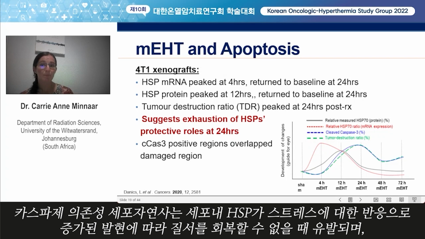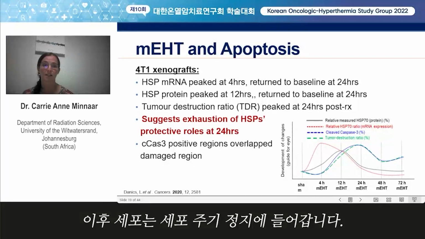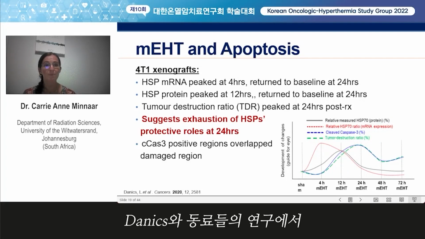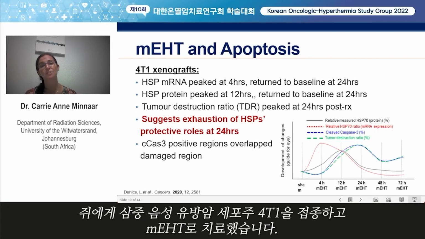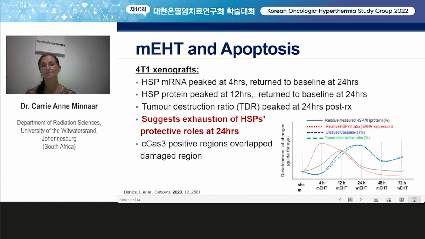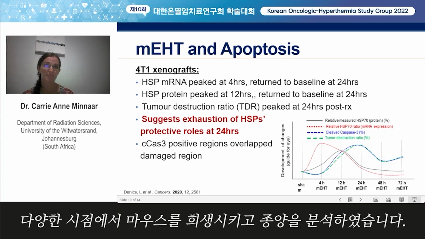So caspase-dependent apoptosis is triggered when the intracellular HSPs are unable to restore order following the increased expression in response to stress, and the cell subsequently enters cell cycle arrest. In a study by Danix and colleagues, mice were inoculated with triple-negative breast cancer cell lines. The 4T1 was used, and they were treated with MEHT. The mice were sacrificed at various time points, and tumors were analyzed.